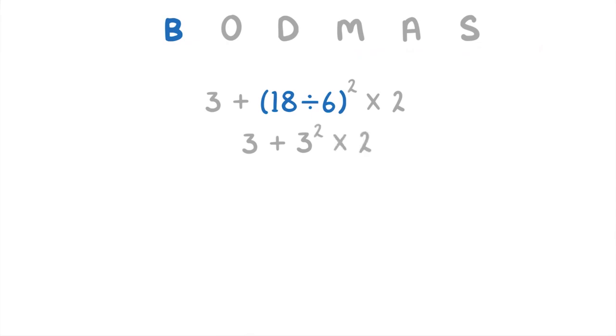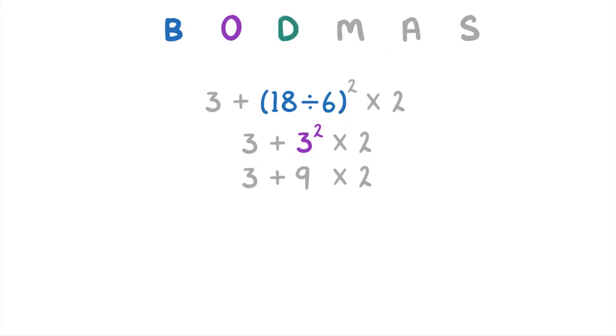The next thing on our list is the order, or index, which is this power of 2. This means that we have to do 3 times by itself. So 3 times 3, which equals 9. So we now have 3 plus 9 times 2.